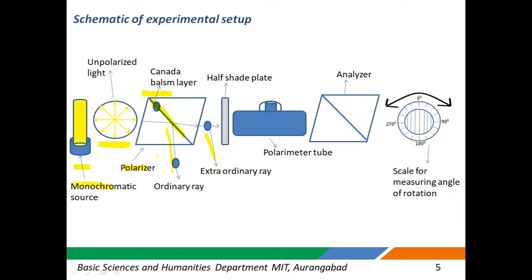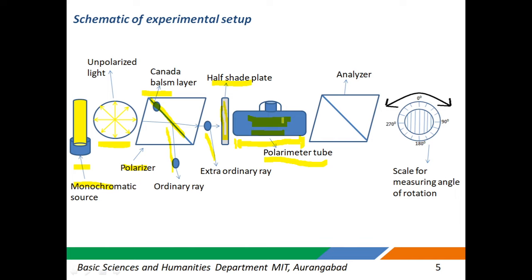Then this plane polarized light is passed through a device which is called the half shade plate. When the light comes out of this half shade plate, it is allowed to pass through this polarimeter tube. The length of this polarimeter tube, from this end to this end, is an important experimental parameter that we will need. The optically active substance in the form of solution is filled into this tube.